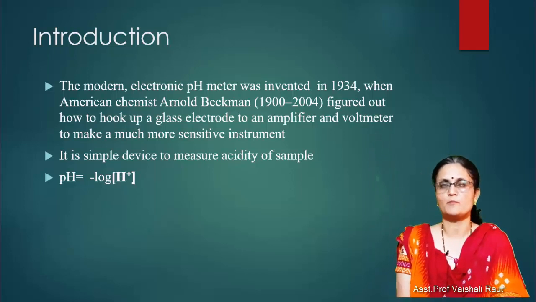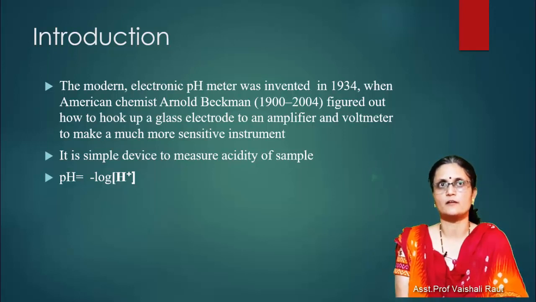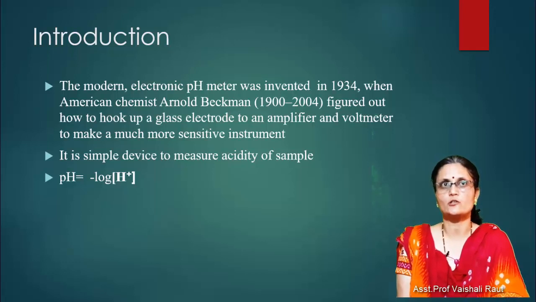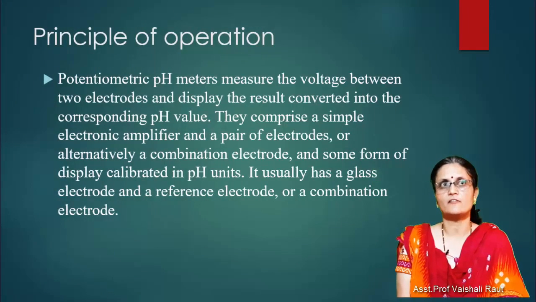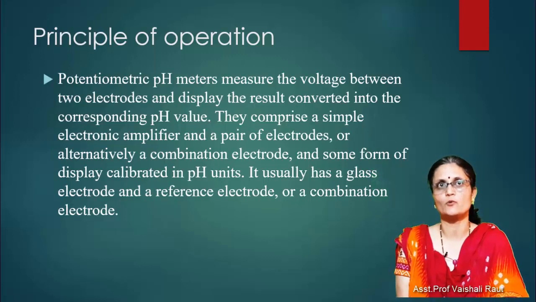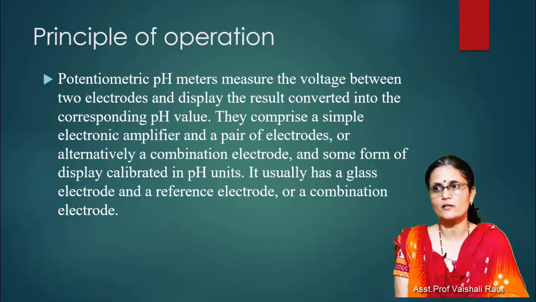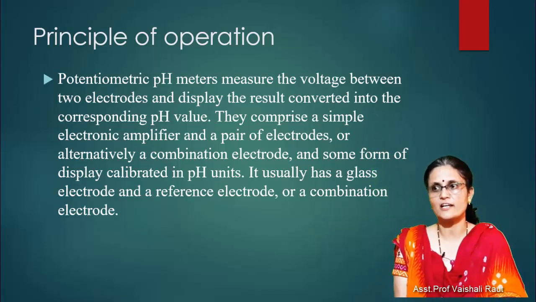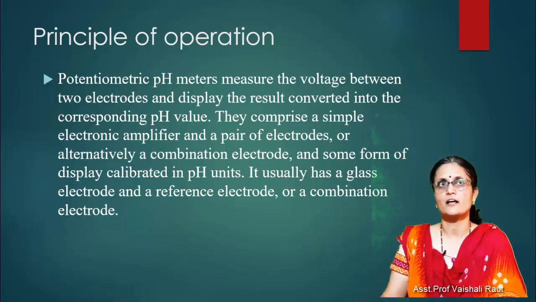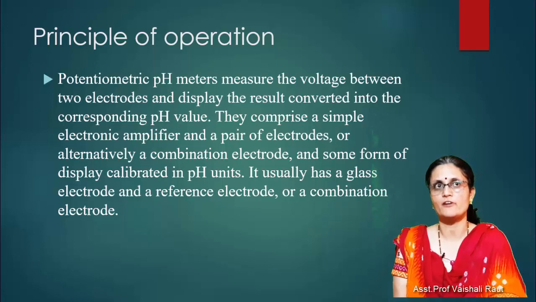The simple principle of operation is the instrument that we use is a potentiometric pH meter. It measures the voltage between two electrodes and displays the result converted into corresponding pH value. It comprises of simple electronic amplifier and a pair of electrodes. It usually consists of two electrodes, glass electrode and a reference electrode, or alternatively a combination of both, that is called as combined electrode. The instrumental setup that we get generally has two electrodes, glass electrode and a reference electrode.